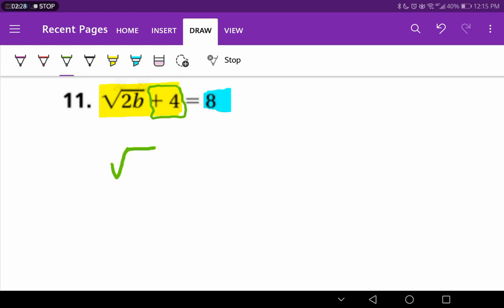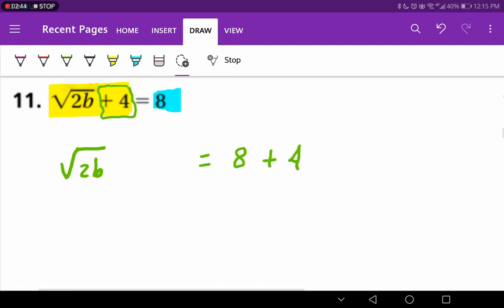We do the same thing. Okay, let me rewrite it again, please. Now I need to move the plus 4 to the other side, and we don't forget to change the sign. I will remove this. The 4 is gone with the sign. Yes, I changed the sign. Now I need to solve this. 8 minus 4, I will get 4. So the root of 2b, or radical 2b, equals 4.